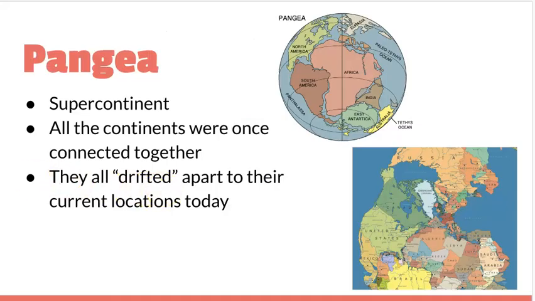Finally, let's take a quick look at that supercontinent that originally was all in one place on one side of the world. That supercontinent is called Pangaea. And this is where all the continents were once connected together.